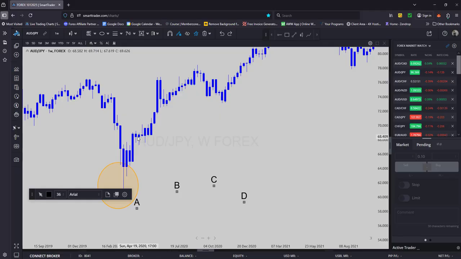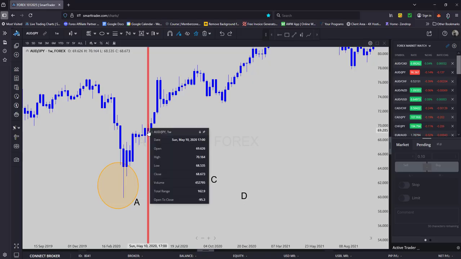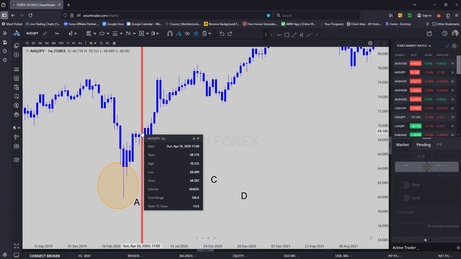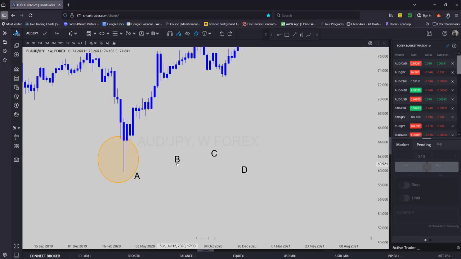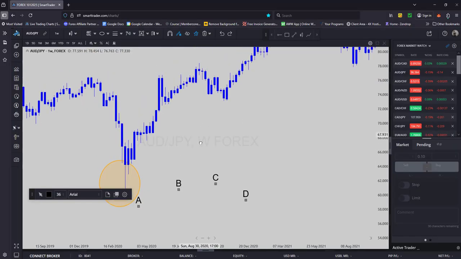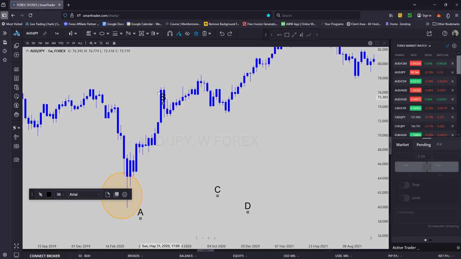When we come here, this has 2 to the left, maybe 1 to the right because of the highs. We need to actually check. The high of this candle is 70,164. The high of this candle is 70,155. So no, this one is higher, so it doesn't count. We'll go on. This is the first candle here where we have 2 to the left and 2 to the right. So this candle up here would become our B, because it's the first candle with 2 to the left and 2 to the right.